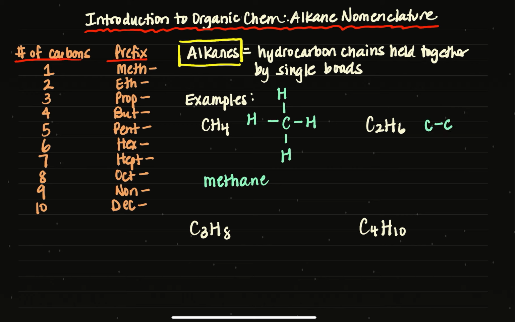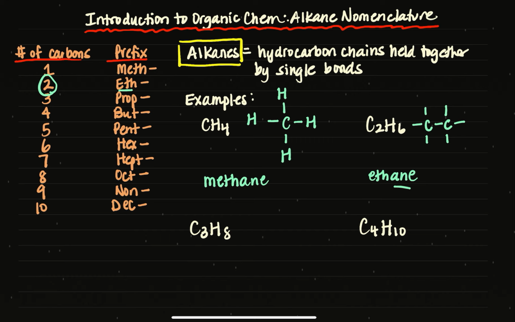So if I draw the Lewis structure, I won't draw all the hydrogens this time, but it looks like this. So it's all singly bonded as an alkane. There are two carbons in its backbone. So I'm going to use the prefix for 2, which is eth. So we're going to call this structure ethane. Okay, so eth meaning two carbons and ane meaning all single bonds.